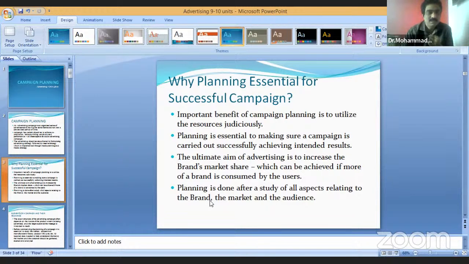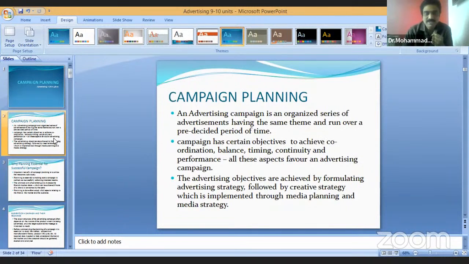Okay. I will start with the first slide. I will give a brief idea, then we can move on to the next slide. We are discussing campaigns. In this class, I'm trying to cover units 9 and 10. In the previous class we covered 7 and 8. So this unit will discuss campaign planning and globalization as well.